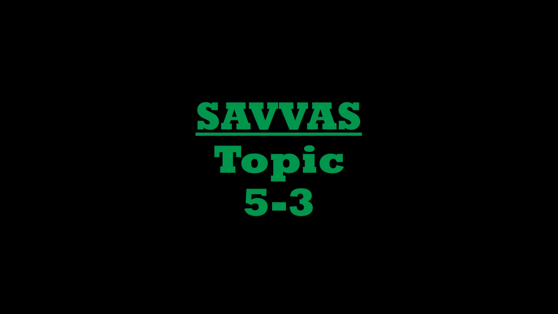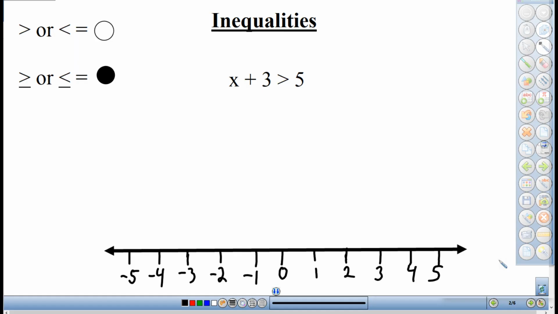Topic 5-3. Alright students, now that we're at the board, let's look at inequalities and how to solve them using addition and subtraction. So first I want to take quick note of these icons up here in the upper left corner. That's going to be very important for us as we go through this lesson. We have greater than or less than symbols, we have greater than or equal to, and we have the less than or equal to signs.